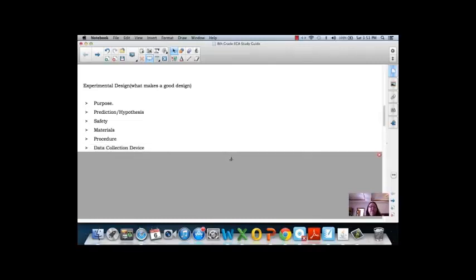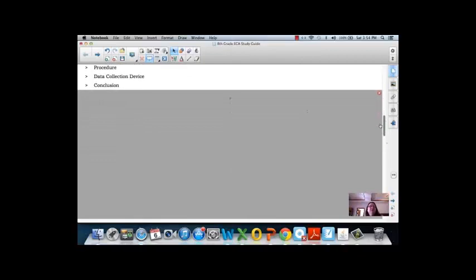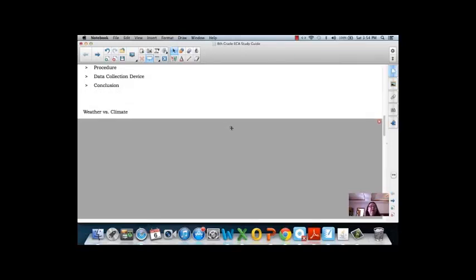A data collection device. So if you think back when we worked with plastics, we made a table and we looked at the different properties, flexibility, hardness, reaction with acid, and then we recorded the results. So that would be a data collection device. And then finally a conclusion. Now, you aren't going to be performing the experiment, you're just going to be writing up the experiment. So what kinds of questions would be good questions to ask? Those are our analysis questions, and you will need to create an analysis question for the experiment that you are doing. All right, then weather versus climate.